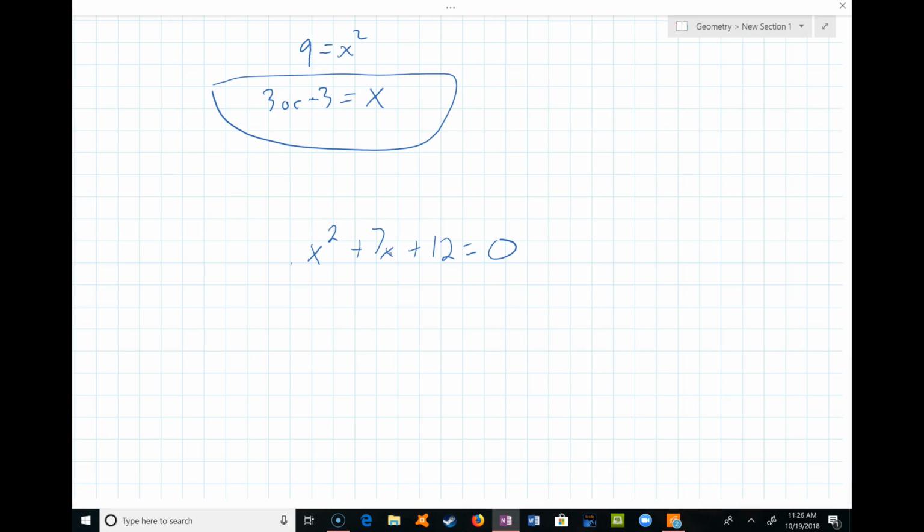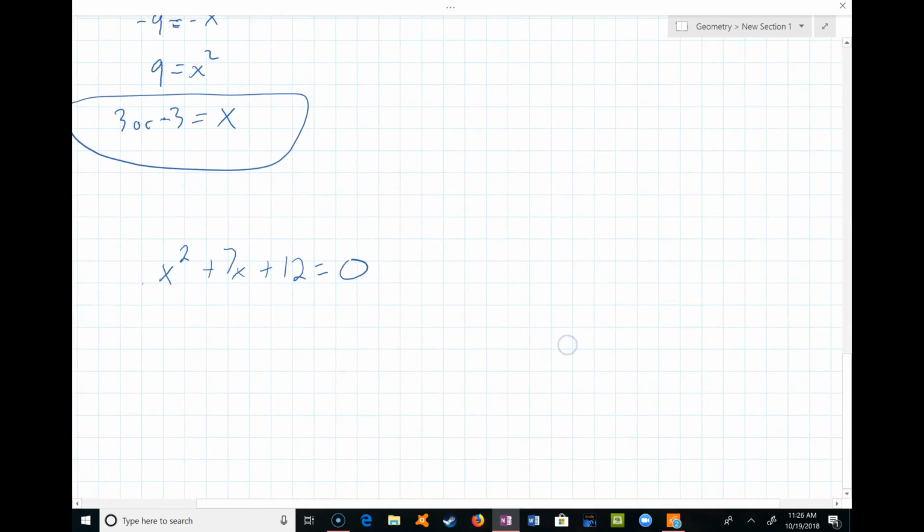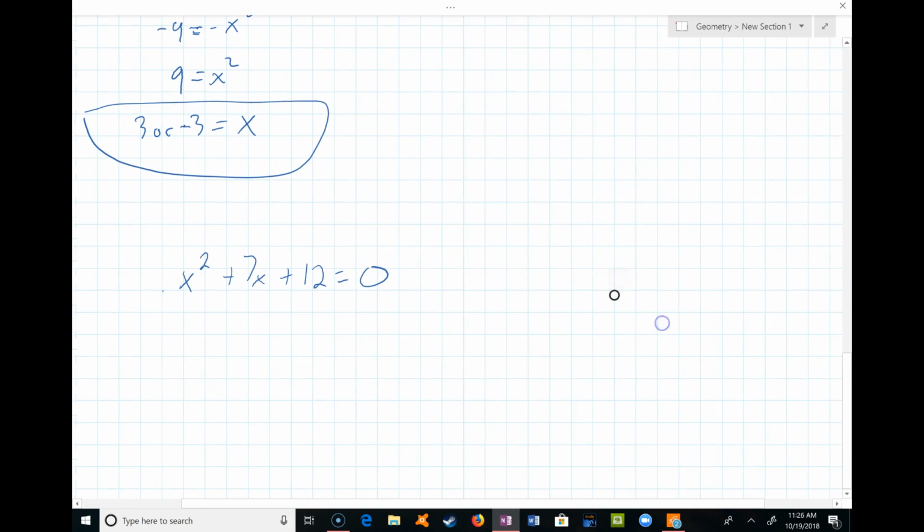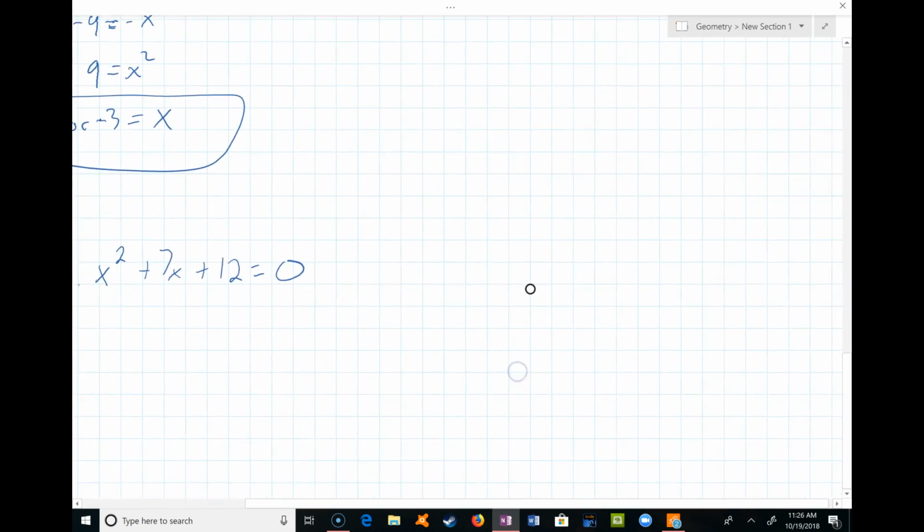So what do we do? Well, our friend, the zero products rule. You may or may not have heard of this, but it's going to become your good friend. And the zero products rule says if you have a something times something equal to 0, so if this is true, then either A has to be 0 or B has to be 0.